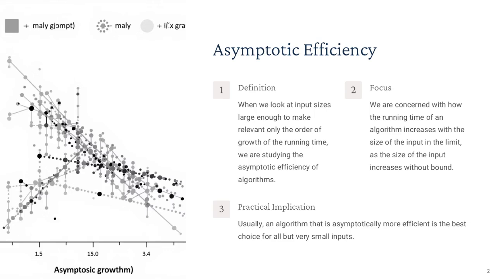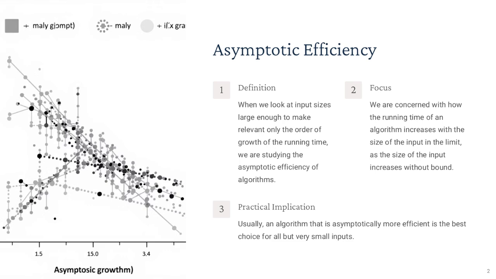Asymptotic efficiency examines how algorithms perform as input sizes grow indefinitely. It focuses on dominant trends, which indicate how running time scales. For instance, an algorithm with Θ(n log n) growth will generally outperform one with Θ(n squared) for large inputs, making it the better choice in most cases. This perspective is crucial in fields like data analysis and computing, where scalability often determines success.